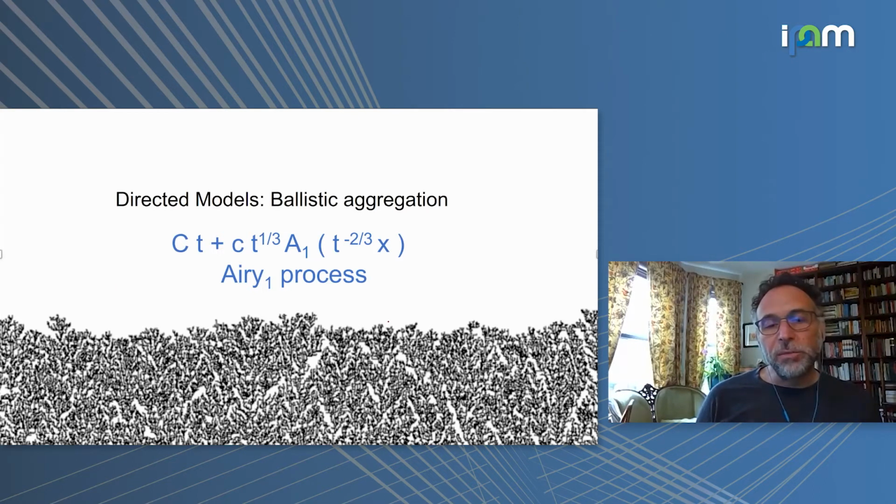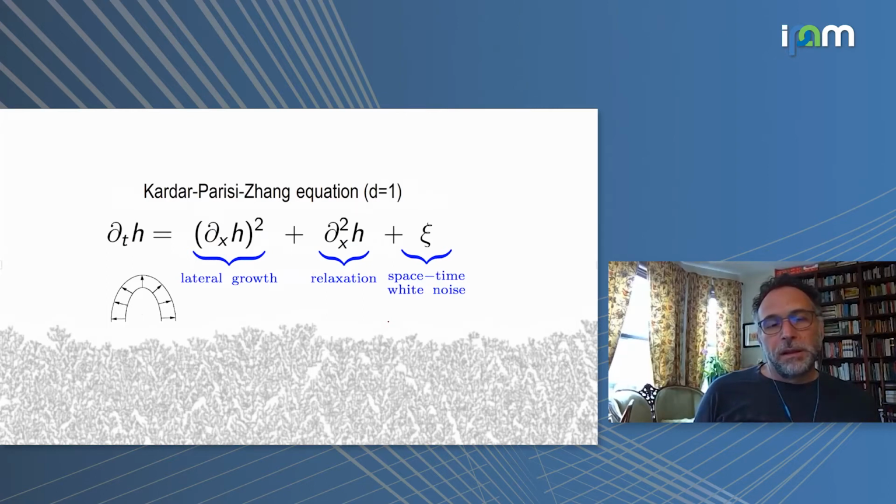Now, for the two models I've shown you, the Eden model and ballistic aggregation, nothing of this sort is known at all. Maybe what's known for ballistic aggregation is that there exists some constant and the thing grows like CT. But the fluctuations are not known at all. There's a canonical model that the physicists have for such systems called the KPZ equation, which I think most of you have heard of.